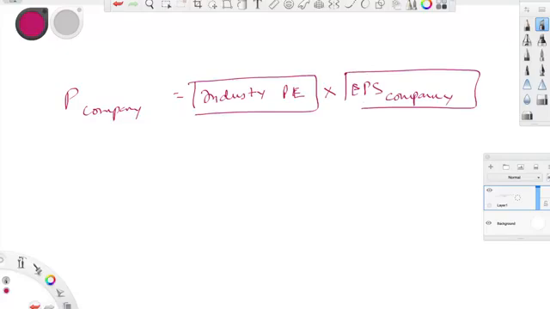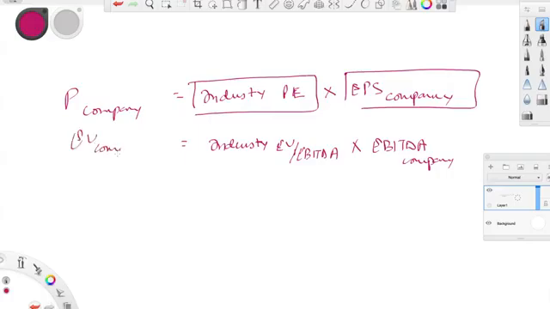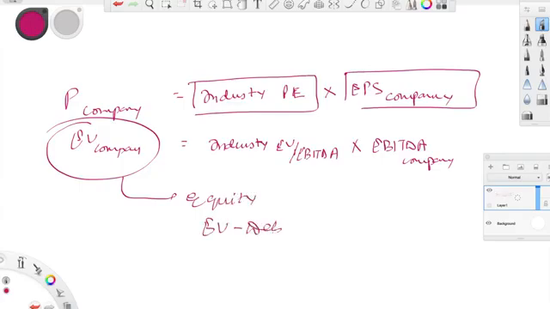Similarly, let's say if I have to do this for EV by EBITDA, what I'll do is take the industry EV by EBITDA and multiply it by the EBITDA of my company. So what will it give? It will give the EV of my company. And now from this EV, I have to compute the equity value. And how do I do that? From EV, I just need to subtract the debt and add the cash. So this will give me the equity value of my company.